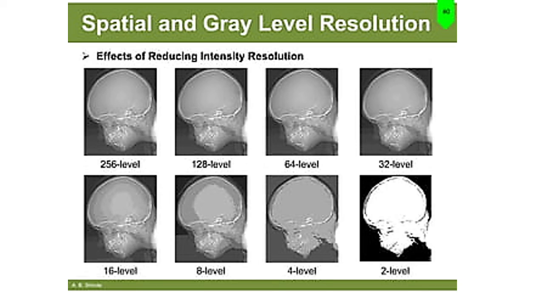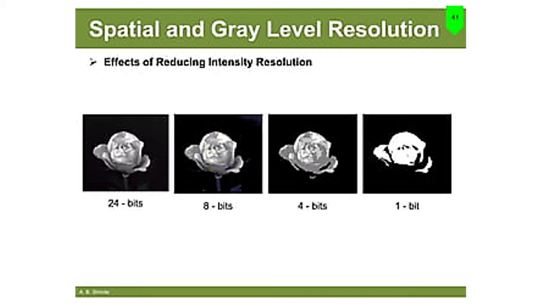So by having more levels, it looks good, the quality looks good. Similarly, while seeing this image, if we are reducing the number of levels, the image becomes a binary image. It has only 2 intensity levels, either black or white. That is the binary image.